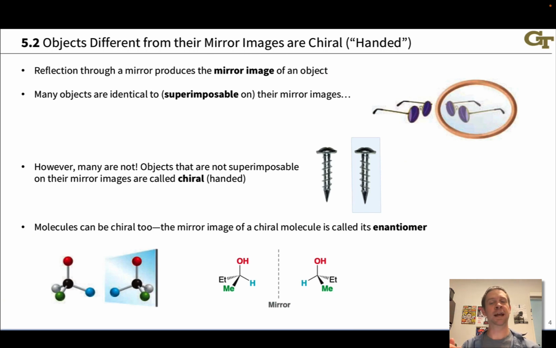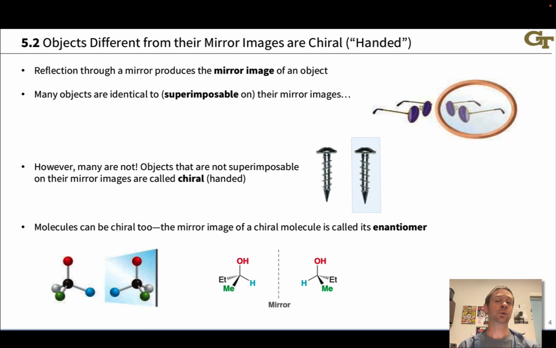And the mirror image is made through the operation of reflection, projecting the image of the molecule, or more generally the object, through a plane and out the other side at an equal distance. So, for example, we can start by recognizing that many objects in everyday life are identical to their mirror images. For example, this pair of sunglasses looks exactly the same in the mirror as it does in real life. Looking at yourself in a mirror, presuming perfect symmetry for your body, your image is identical in the mirror to your actual image in everyday life.